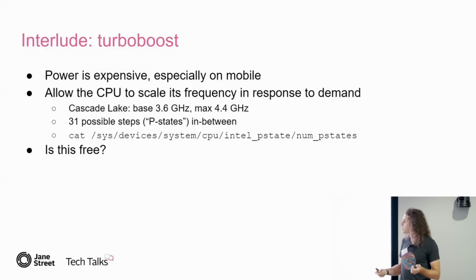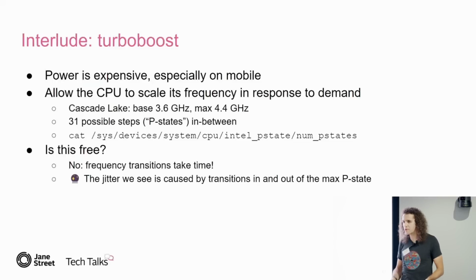Well, our Cascade Lake server has a base frequency of 3.6 gigahertz, and it can boost up to 4.4 gigahertz in 31 possible steps that Intel calls p-states in between. Now the question here is, are all of these frequency transitions free? Well, it turns out no, these frequency transitions take time as the CPU rescales its frequency. And we might hypothesize that the jitter that we see is caused by transitions occurring, probably the maximum p-state and the maximum p-state minus 1 as we oscillate back and forth.